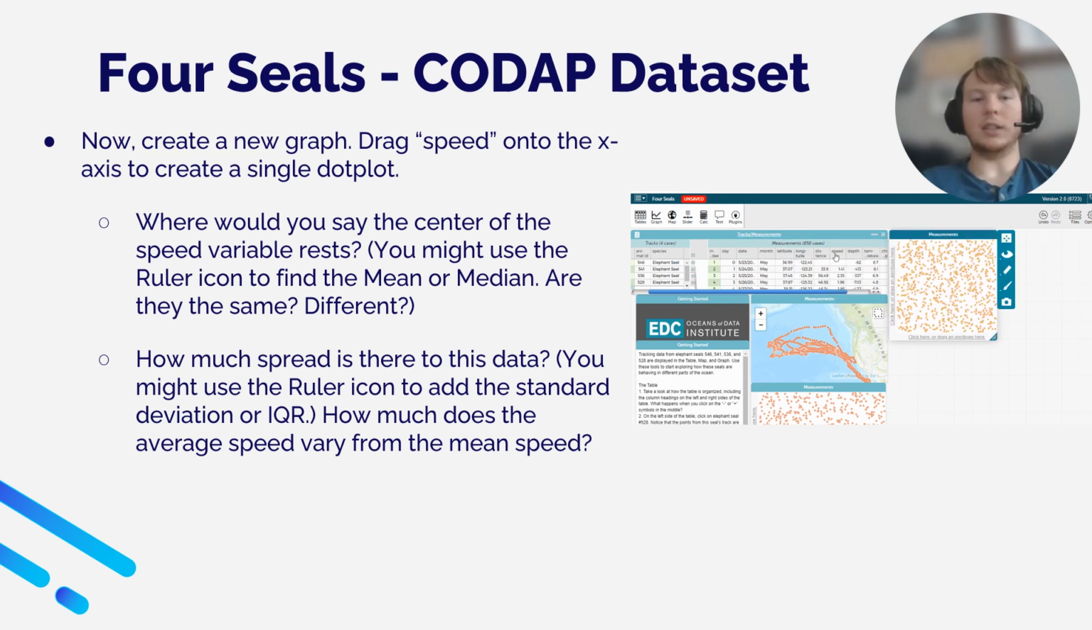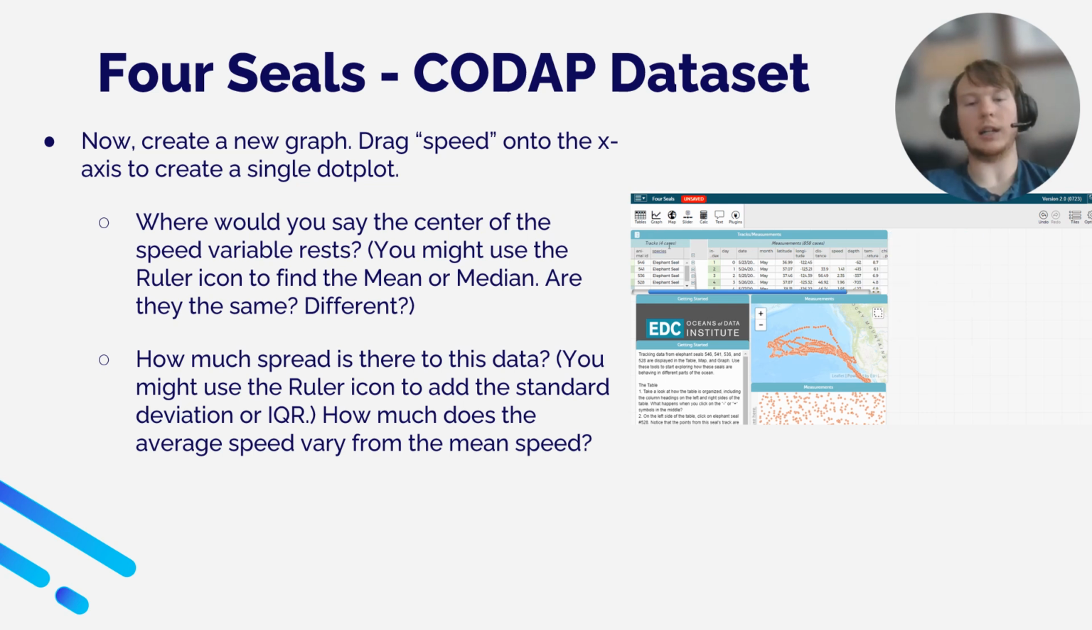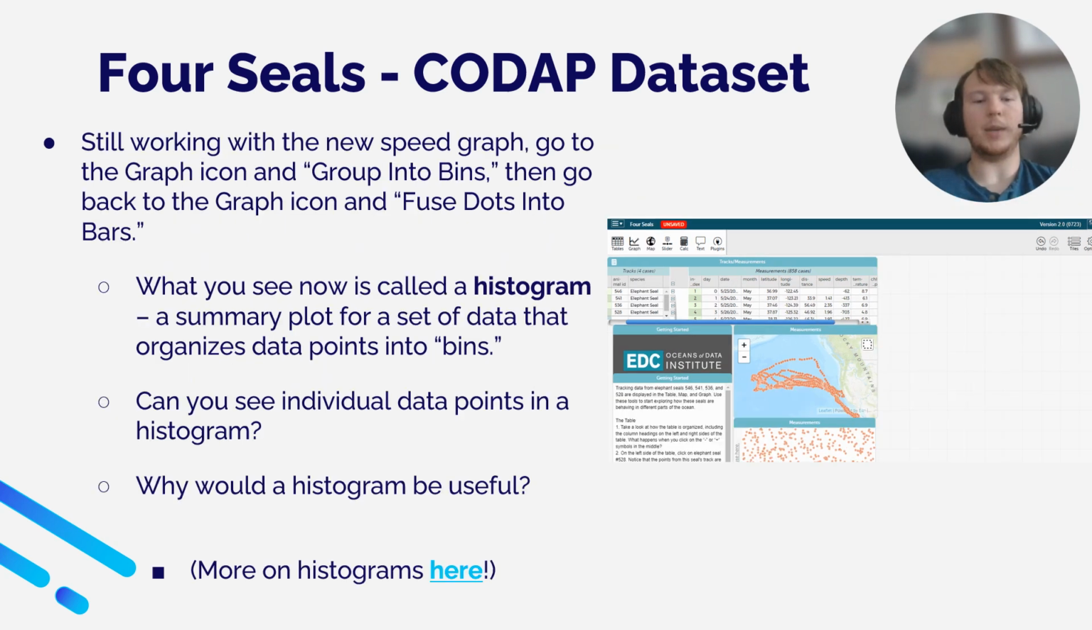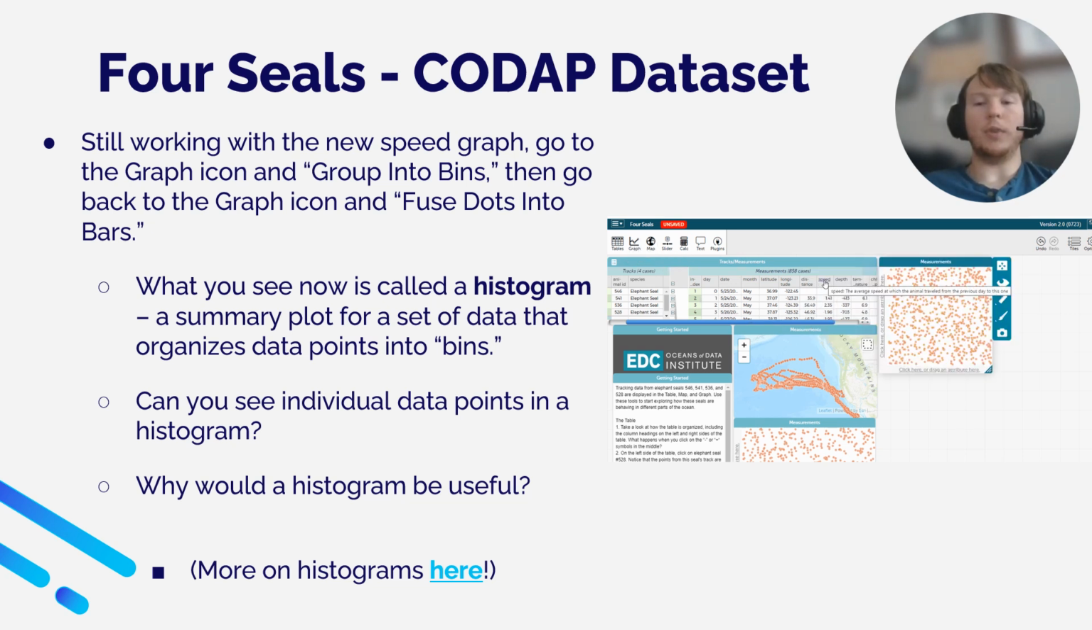With this single dot plot, we want students to think about where the center of the speed variable lies. They might use the ruler icon to add the mean to the graph. This will show a big blue line where the mean is. They can also check the median button to see where the median falls. Students can also use the ruler icon to add the standard deviation or the IQR to the graph to see how much the typical speed in the dataset varies from the mean speed or the median speed.